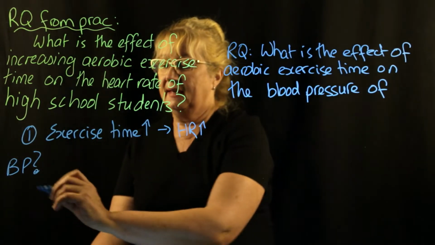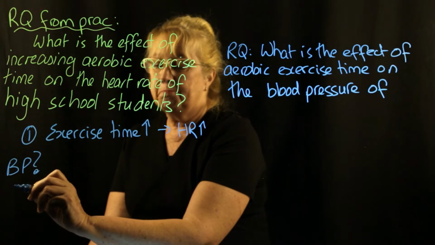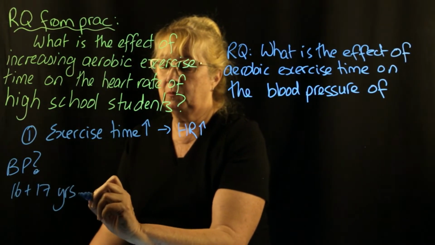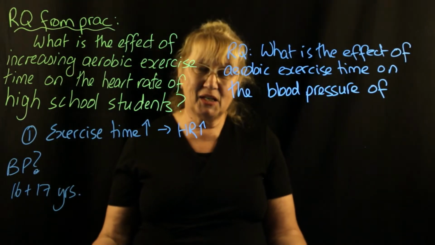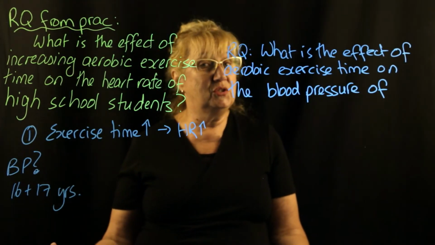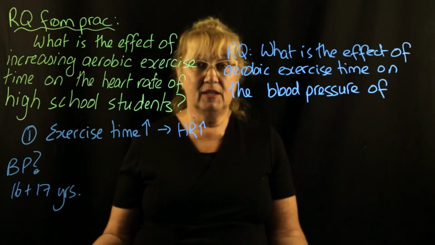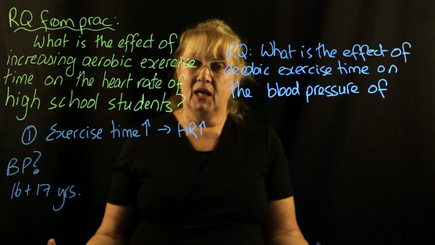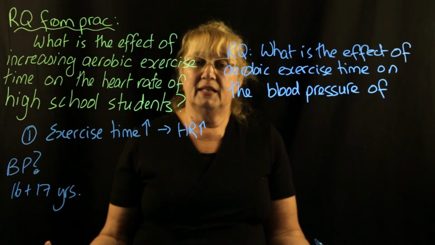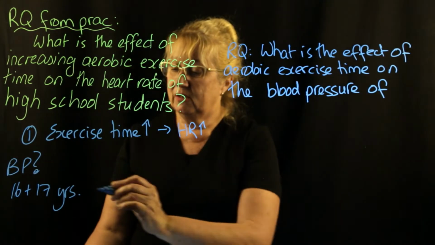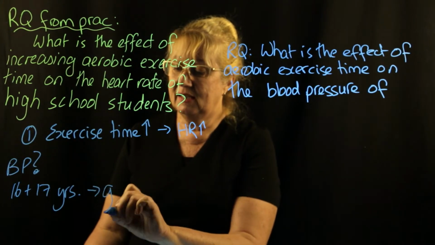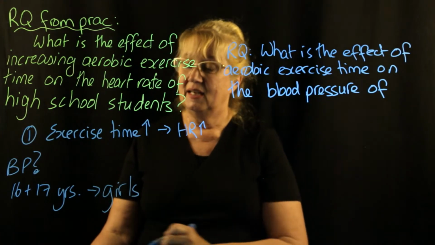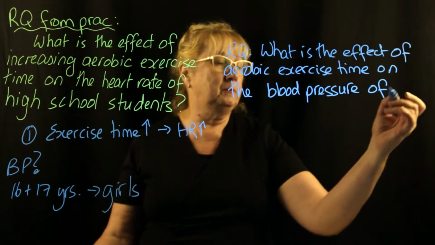So I'm thinking of looking at 16 and 17 year olds, and I'm thinking as well that maybe I should limit it to just because having boys and girls introduces another variable. So just because I'm a girl and it will be easier for me to test girls, I am going to say 16 and 17 year old girls. That is a refinement.